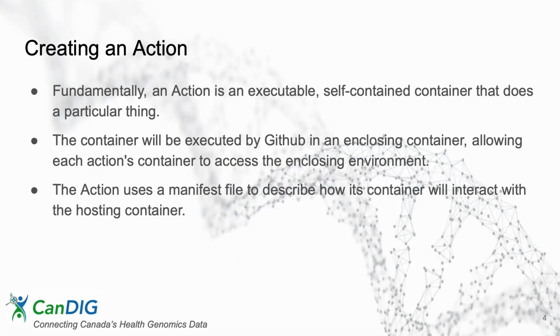As I said before, fundamentally an action is an executable, self-contained container that does one particular thing. The container is executed by GitHub in an enclosing container, so that each action's container can access that enclosing environment's container. There's a manifest file that defines the ins and outs of the small action's subcontainer and how it will interact with the hosting container.